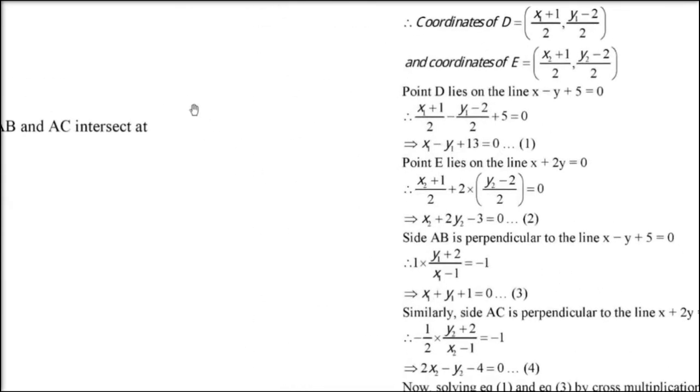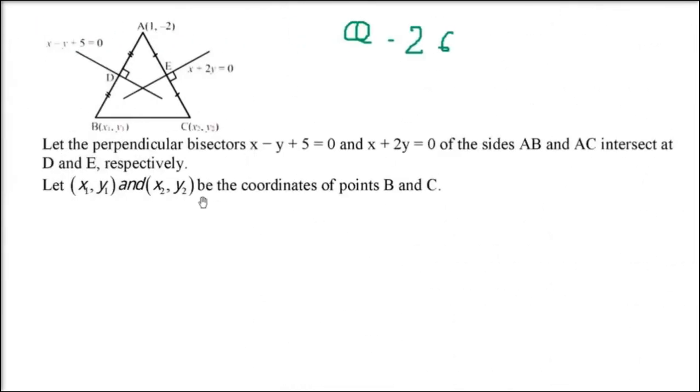The question is, the equations of the perpendicular bisectors of the sides AB and AC of a triangle ABC are x minus y plus 5 equals 0. There is a triangle, the perpendicular bisector of AB is x minus y plus 5 equals 0. And then we have another line, perpendicular bisector is x plus 2y equals 0. This is also given. So both the lines which are perpendicular bisectors of these two sides of the triangle are given. If the point A is (1, minus 2), one of the vertices is also given.